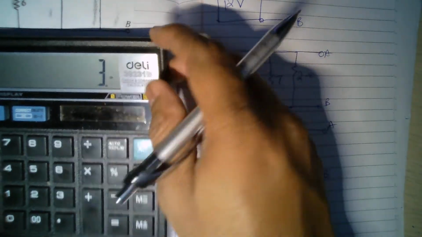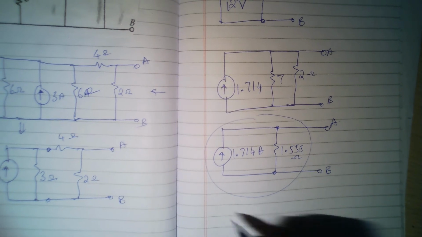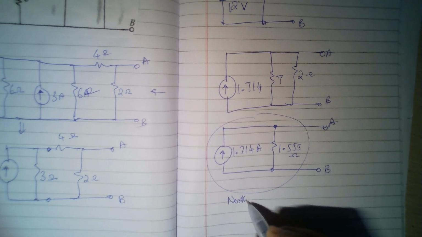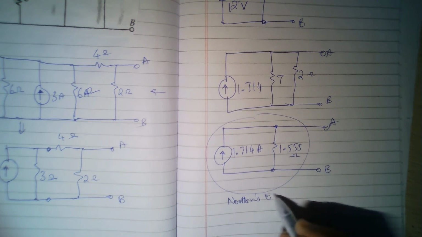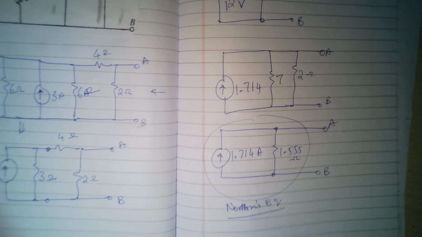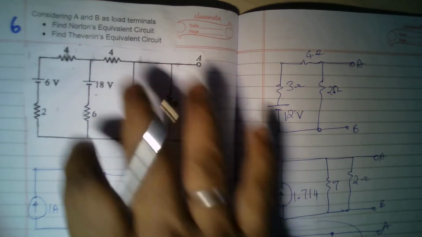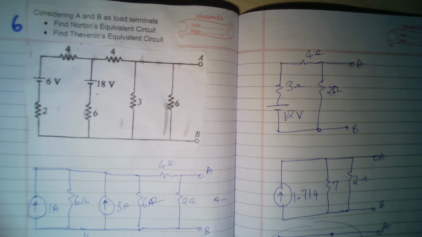And once we have the Norton's equivalent circuit like this, then Thevenin's becomes the easy way to solve. So Thevenin's voltage will be simply 1.714 into 1.555, so you will be getting that. Again, try to solve this yourself using some different method, and then see whether your answers match with my answers.